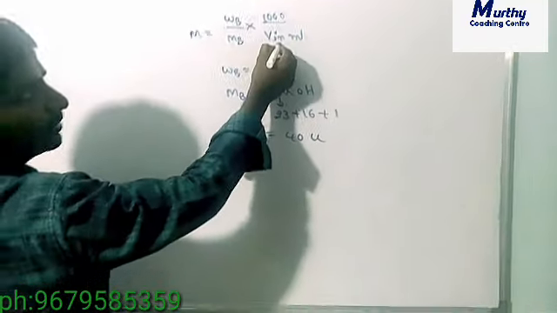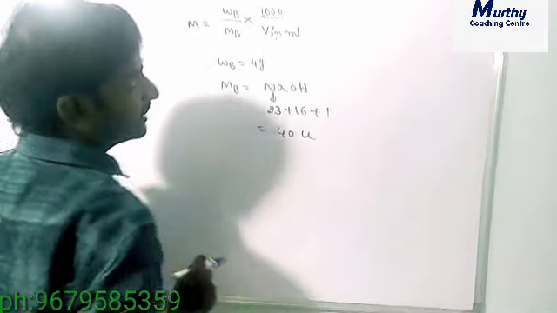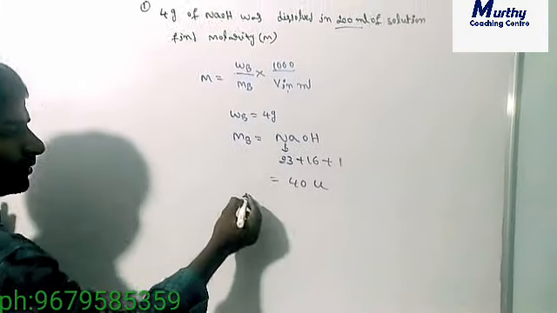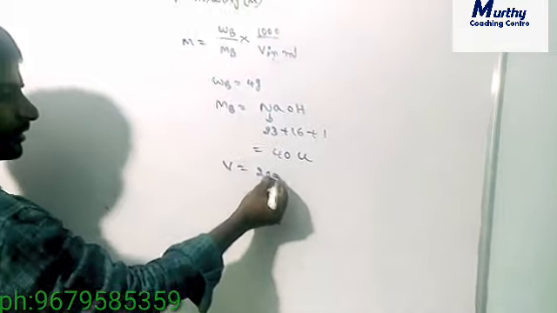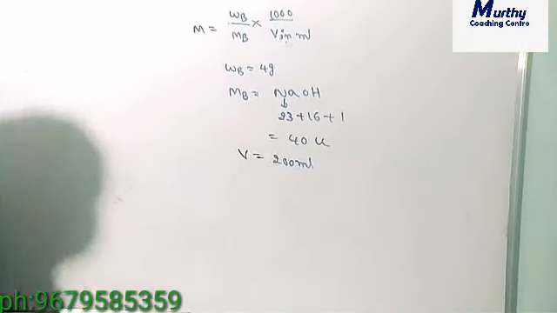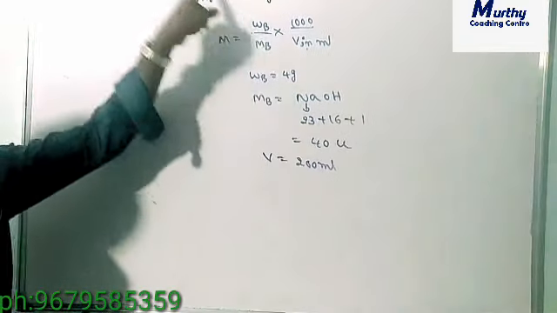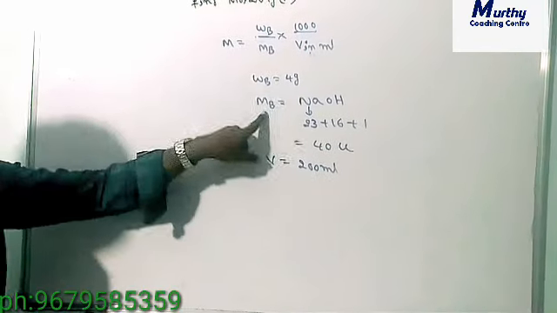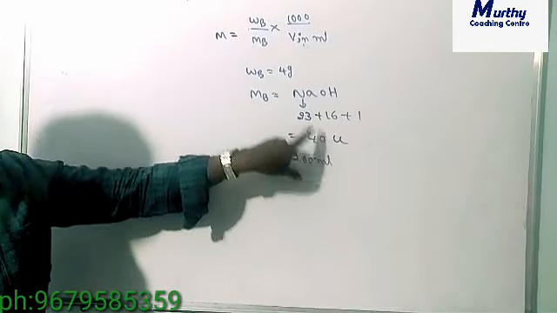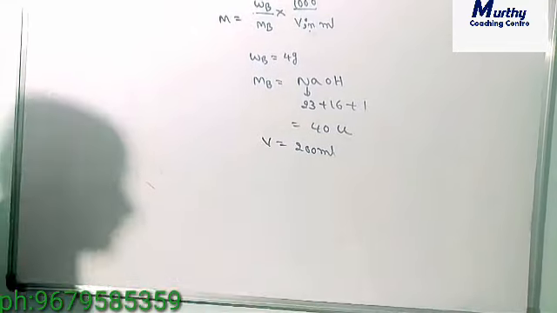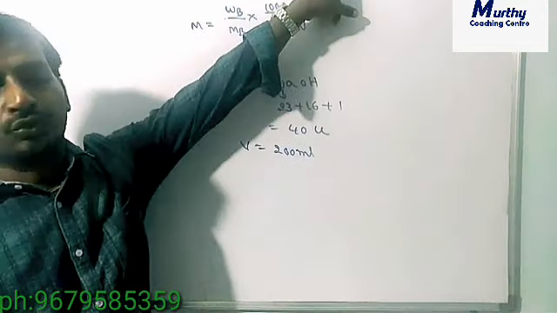So V is the volume of the solution. Volume of the solution, how much? That is 200 ml. Now V is equal to 200 ml. Clear? So Wb is equal to 4 grams, that is the mass of the solute. Mb is equal to 40, molar mass of NaOH. So volume of the solution is 200 ml.